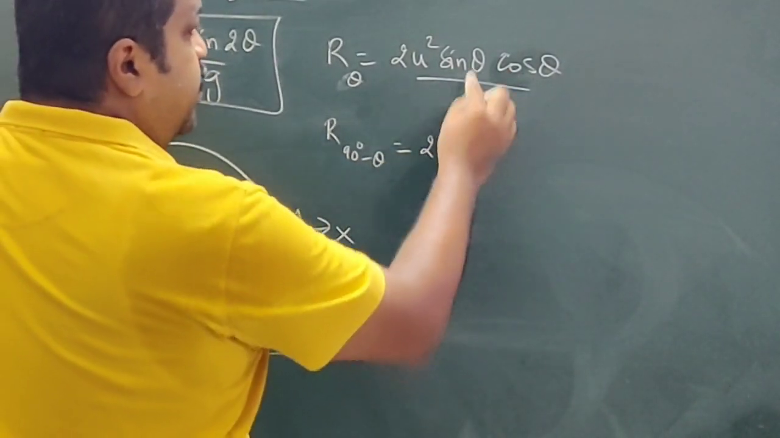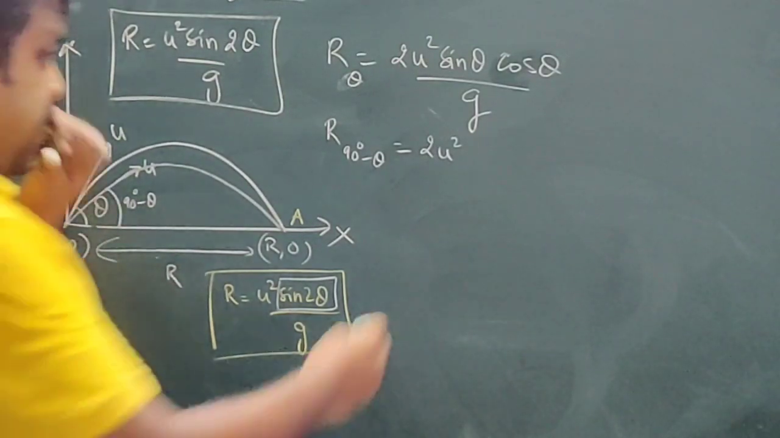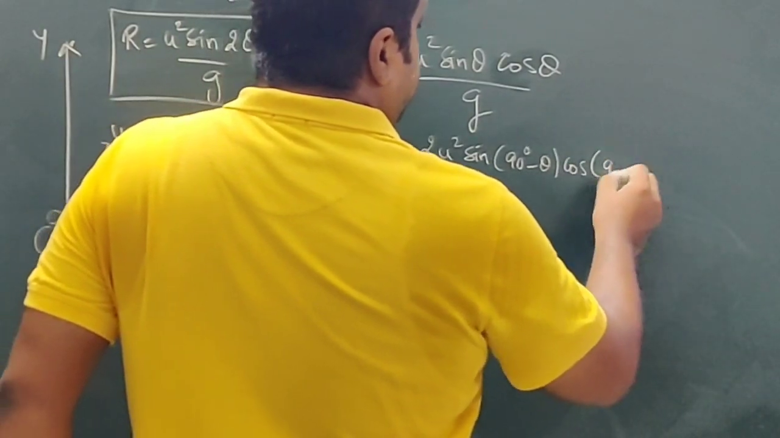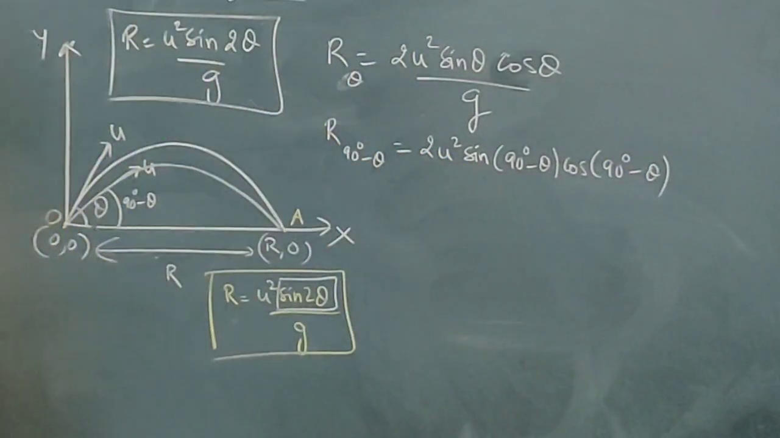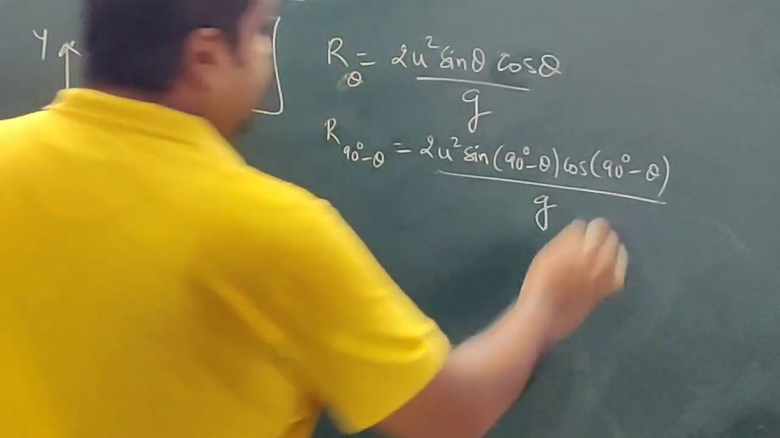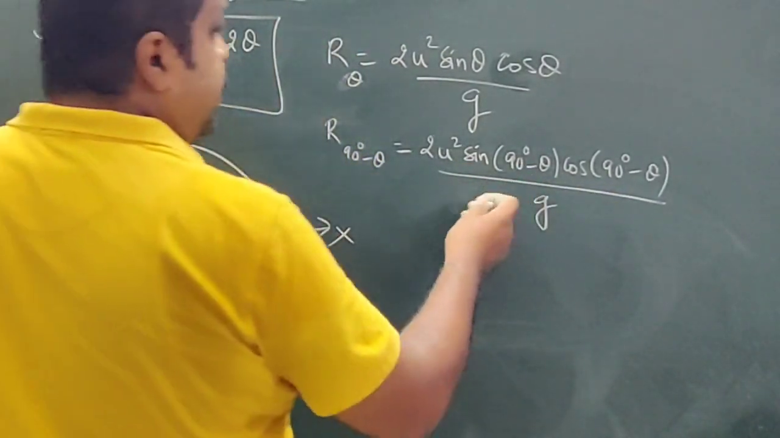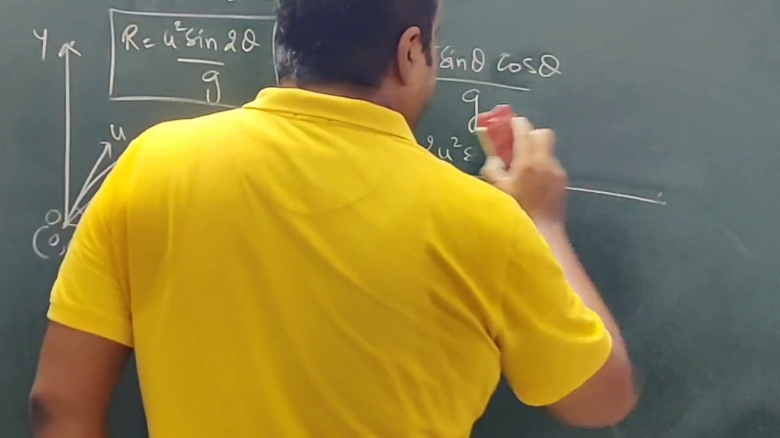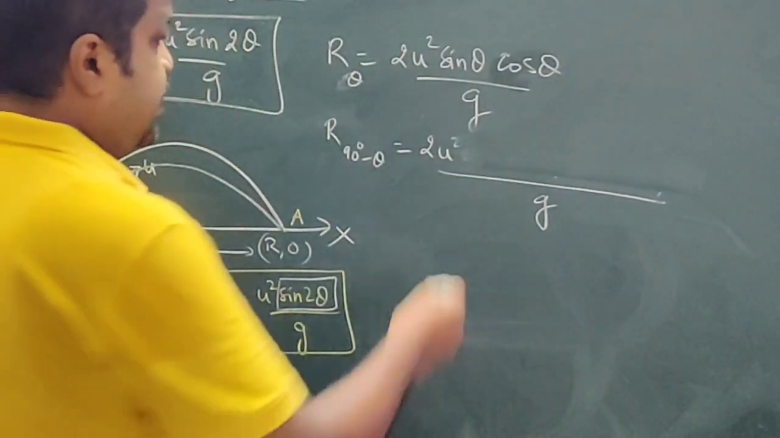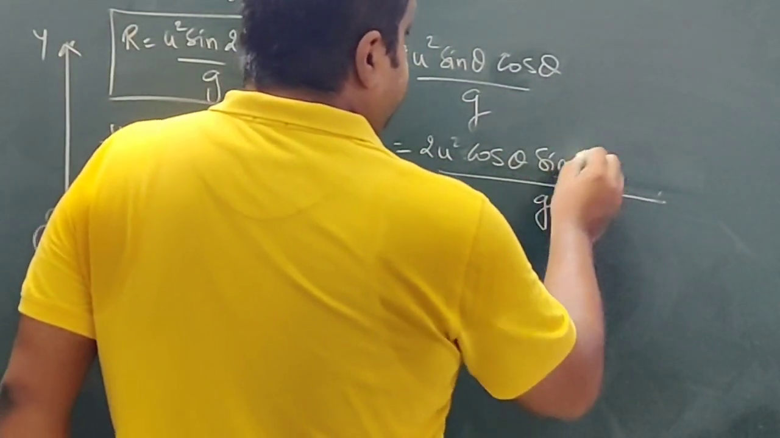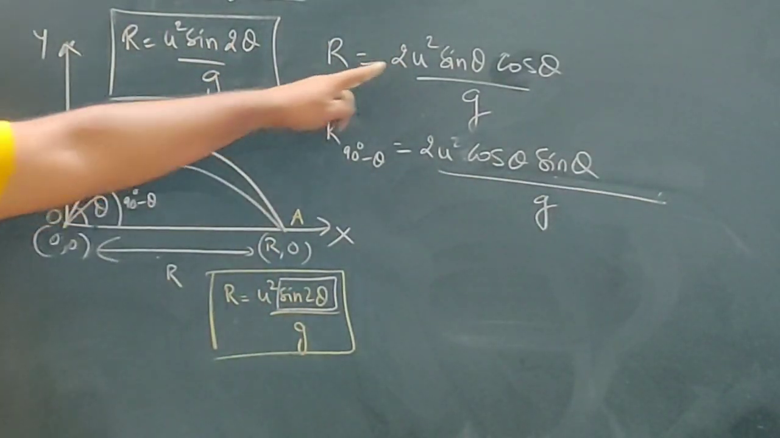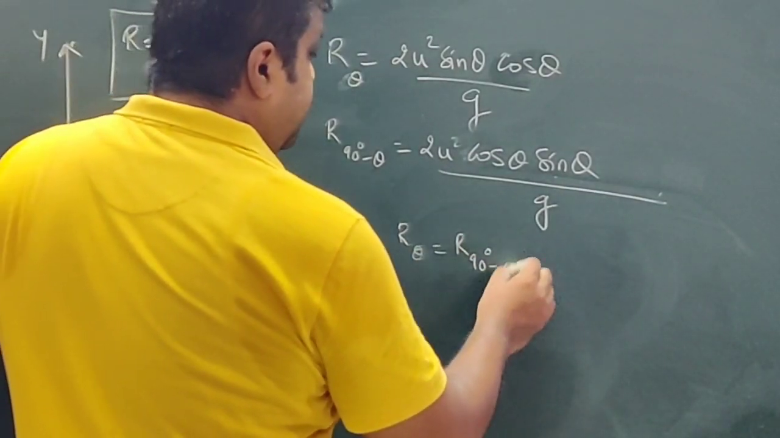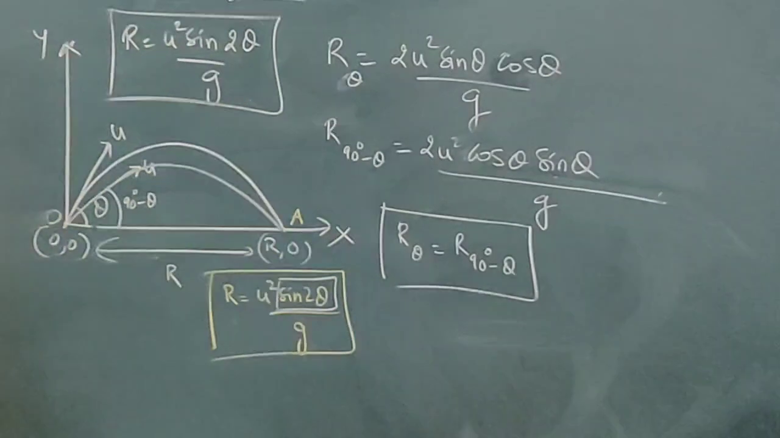So it will be 2u square, theta will be replaced by 90 degree minus theta. So 2u square sin 90 degree minus theta cos 90 degree minus theta divided by g. Sin 90 minus theta is how much? Cos theta. So this becomes cos theta, this becomes sin theta. So I can write this as cos theta sin theta. This is same as this expression, isn't it? So that means R theta is equal to R 90 degree minus theta. So that means horizontal range is same for complementary angles.